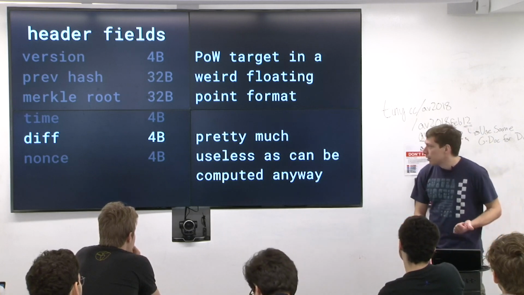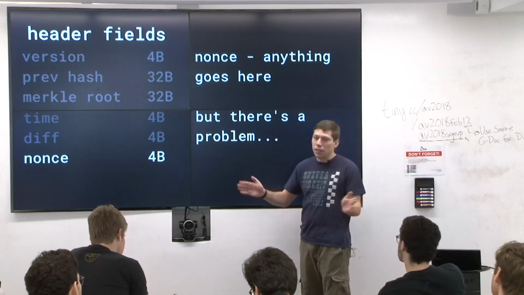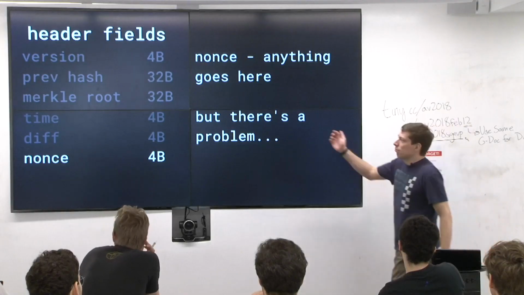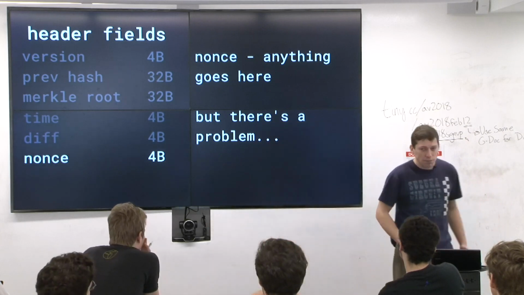Okay, and then last, pretty easy. There's a nonce, 4 bytes. Anything you want goes in there. You could think of it as a uint32, but there's no meaning to it. Okay, so does anyone see a problem with this nonce field?